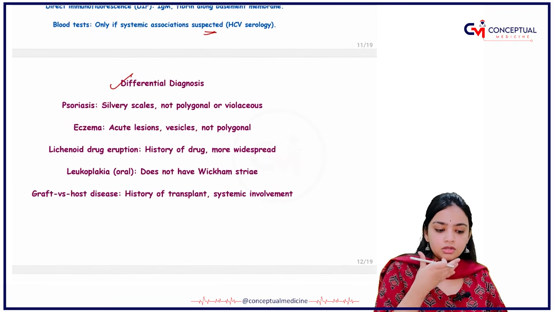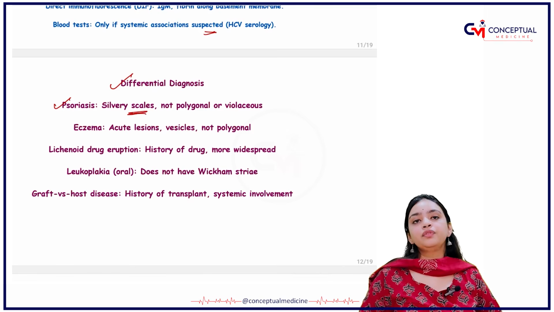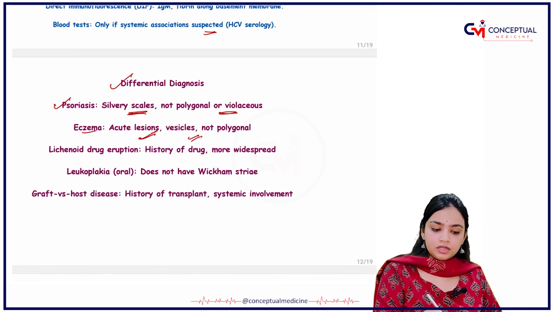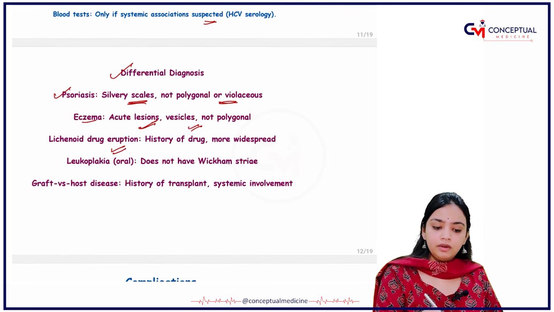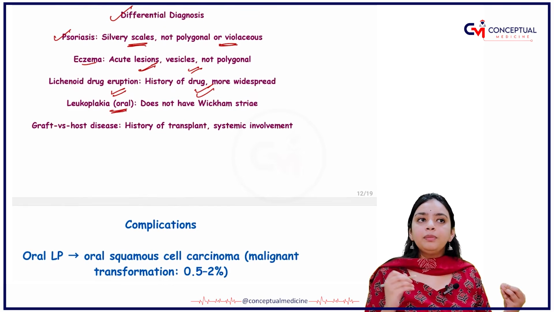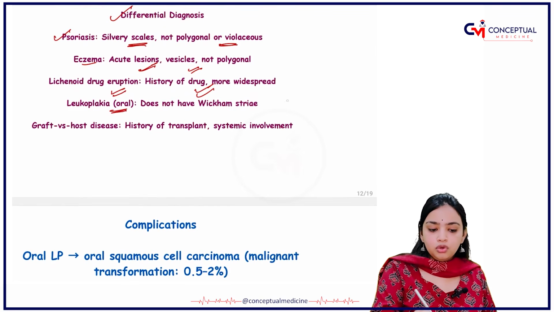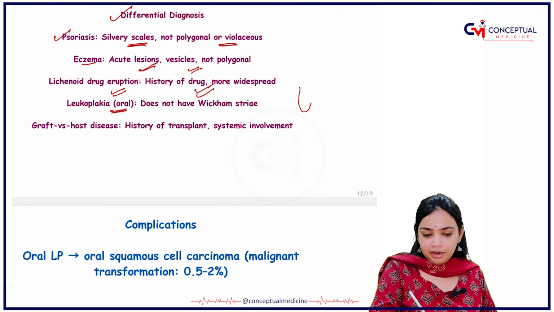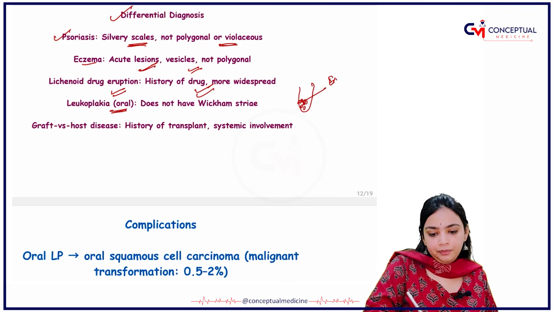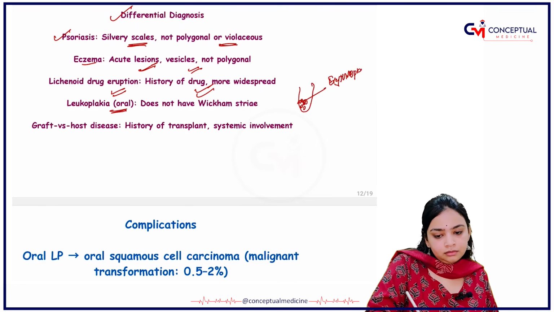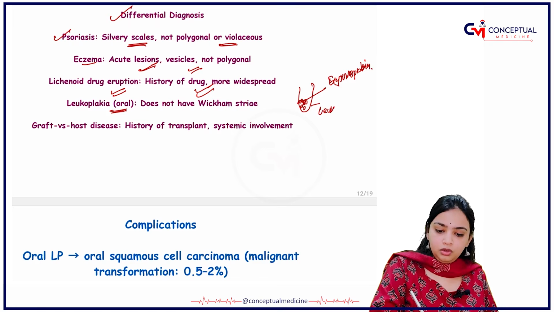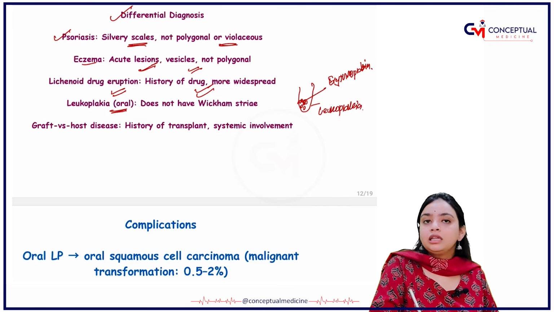What is the differential diagnosis? First one is psoriasis. In psoriasis, you will have silver scales, not polygonal. In eczema, there will be acute lesions and vesicles. In lichenoid drug eruption, there will be a history of drug. And in leukoplakia, that is oral, you have white plaques, but they are mainly present on your tongue. If the plaque color is red, it is called erythroplakia, and if the plaque color is white, it is leukoplakia.